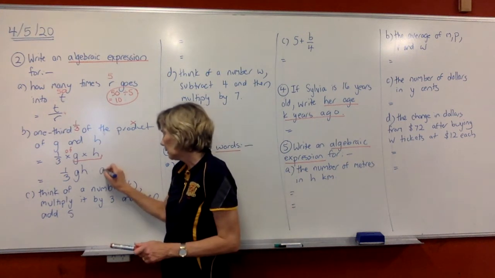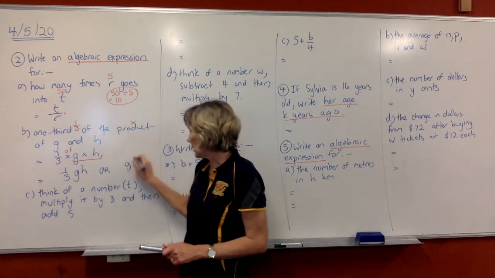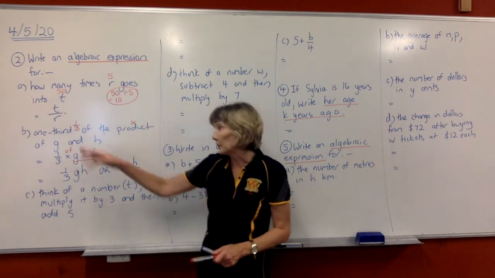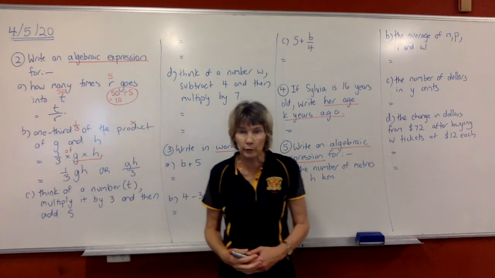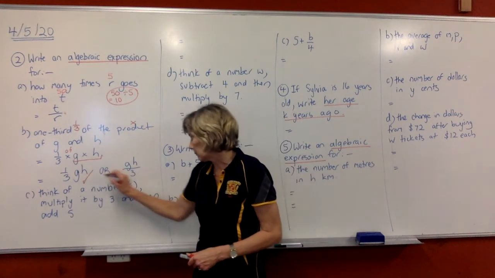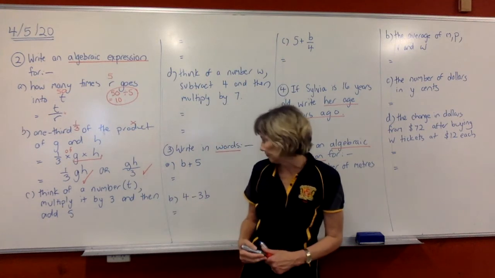Or, the other correct answer will be GH/3, because getting 1/3 of something is the same as dividing it by 3. Okay, so both of those would be right, depending on how you want to write it.